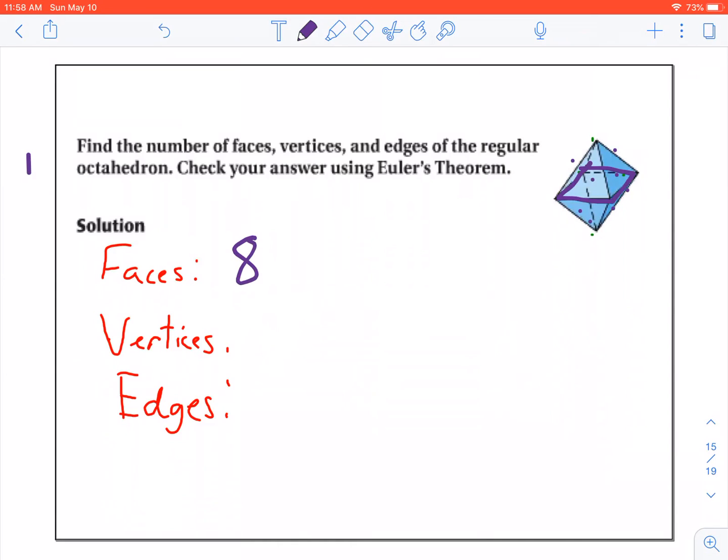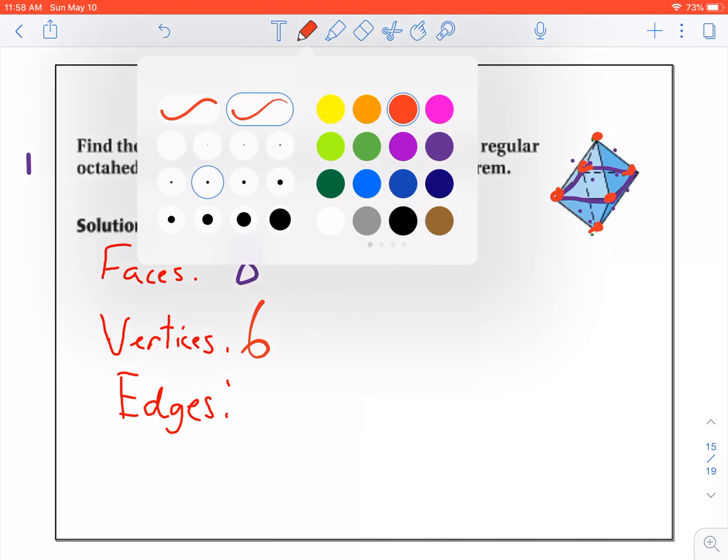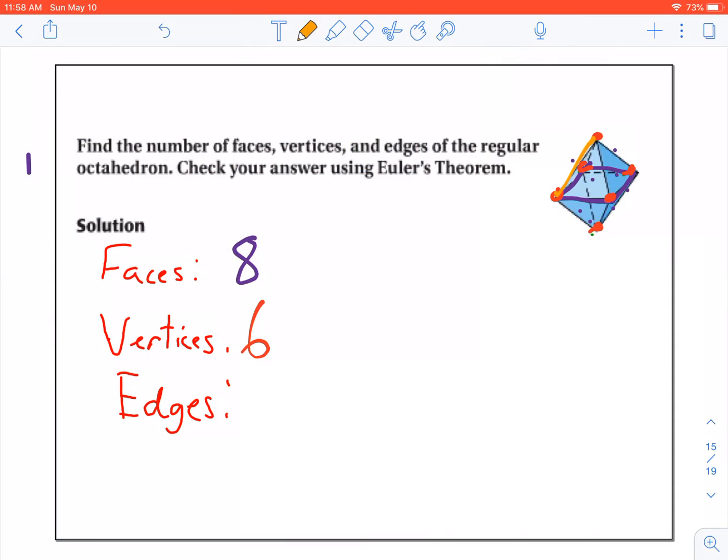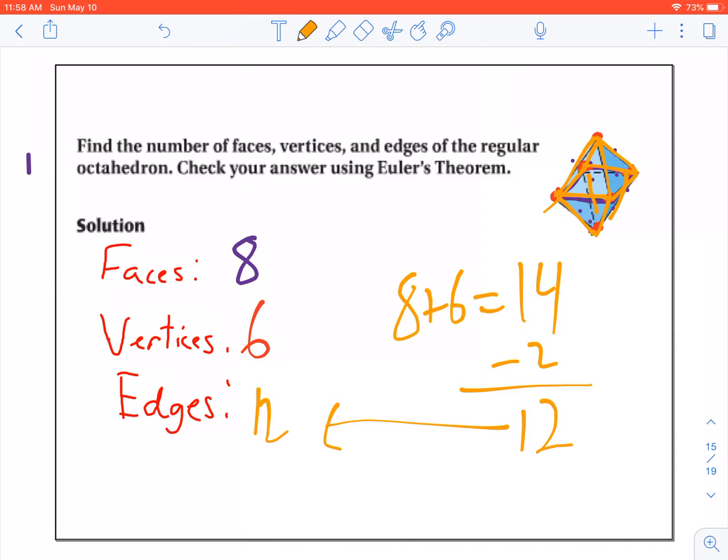For your vertices, we have 1, 2, 3, 4, 5, 6. For your edges, I have 1, 2, 3, 4, 5, 6, 7, 8, and then the 4 that come around here, 9, 10, 11, 12. Right? 8 plus 6 is 14. 14 minus 2 gives me 12. Quick way to double check that we counted them correctly.